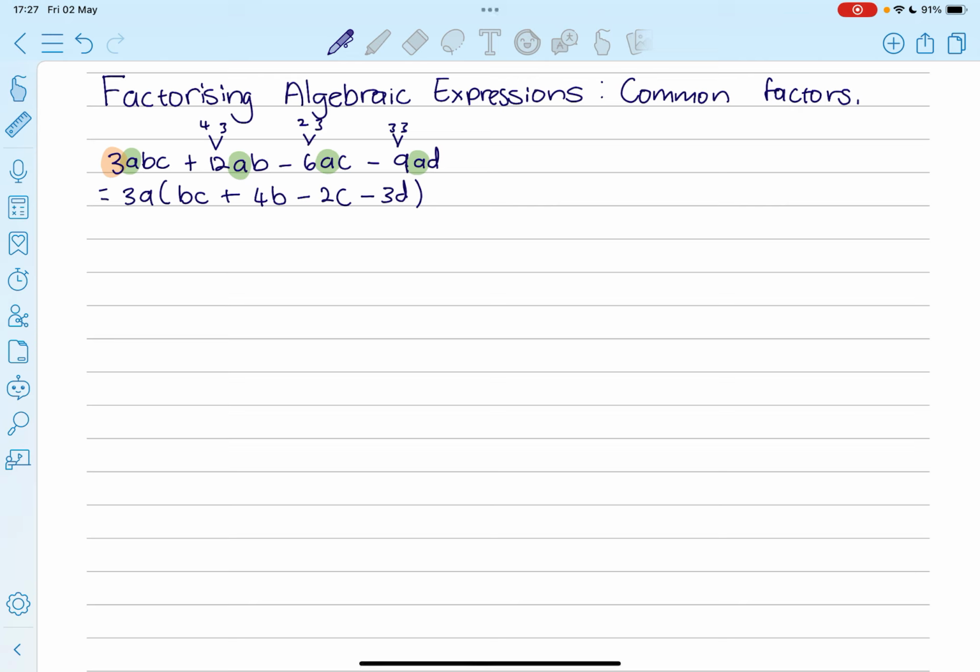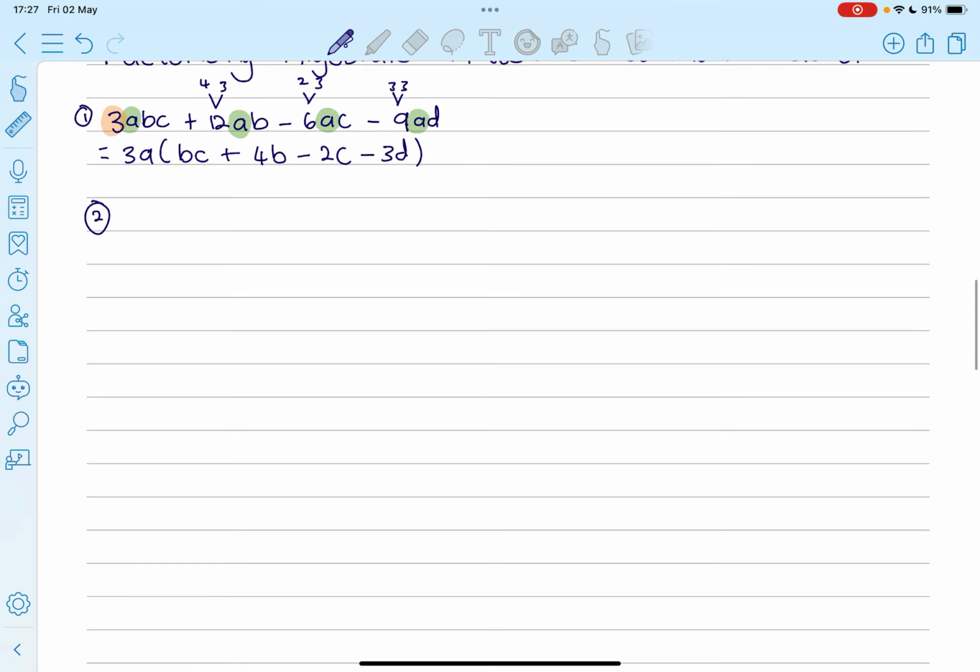All right, let's do another example. So we can call this number 1. So here we've been given 6x squared y minus 12xy. All right, let's find what is common between all of these terms. So we see that we've got 6 and we have 12. And what's common between these is that 6 can be divided, or can rather go into 12. So 12 is made up of 2 times 6. So 2 times 6 gives us 12.